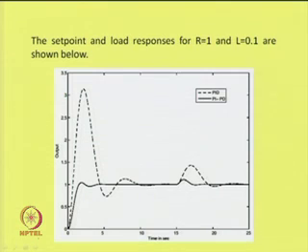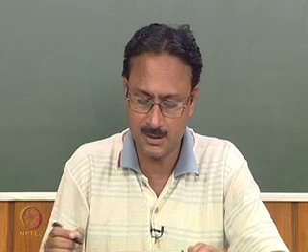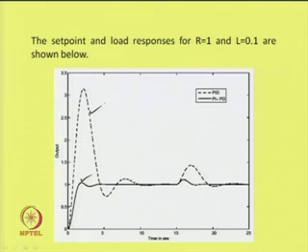When a unit step input is applied and a load disturbance of magnitude 0.1 is applied to the closed loop system, the output of the closed loop system is found to be of this form in the case of the PIPD controller and of this form for the PID controller.